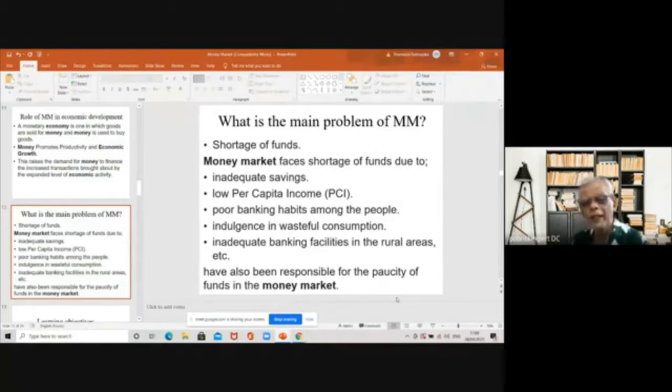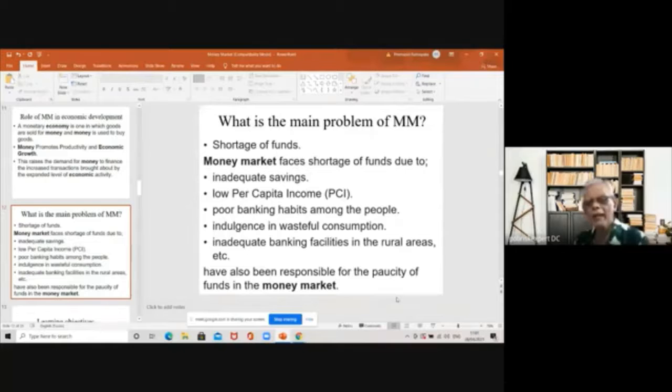Next factor is low per capita income. What is per capita income? Per capita income is the total income of the country, of the economy, divided by the number of people, the population. Per capita income in Sri Lanka, I think you are all very much aware, compared to other countries, is in a very sad situation. It is around $4,000 in Sri Lanka, whereas other developed countries are in excess of $40,000, $50,000, $60,000, $70,000 per capita income.